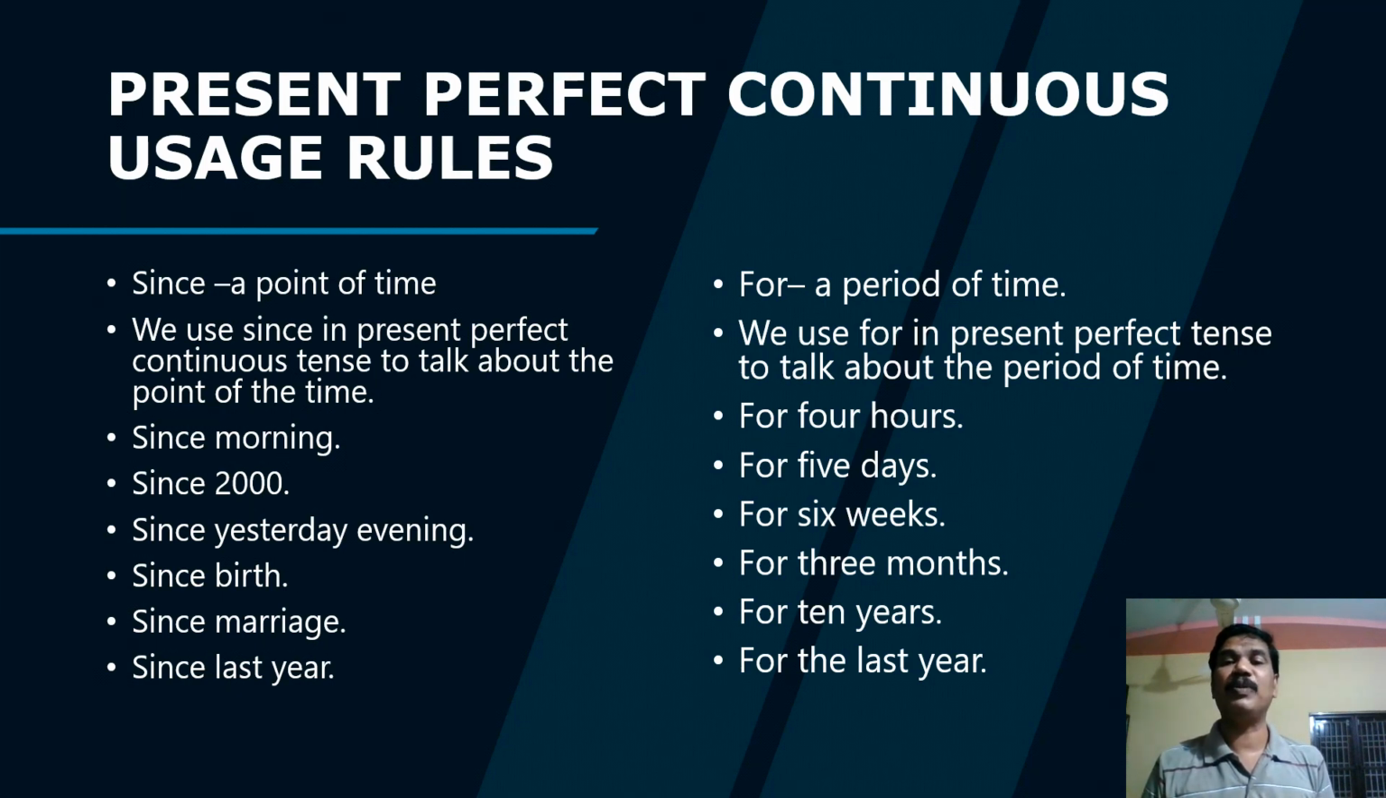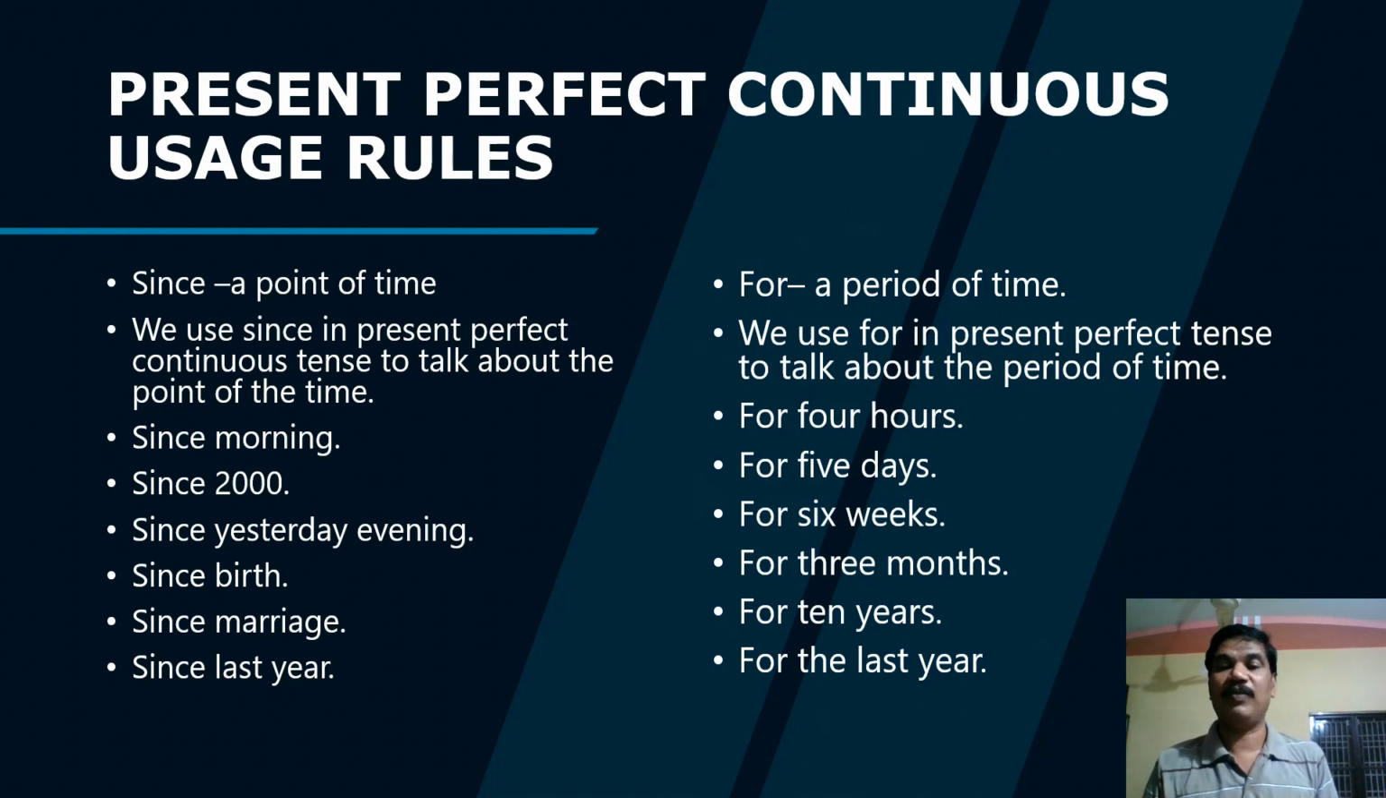We use for in present perfect continuous tense to talk about a period of time. For 4 hours. What 4 hours? We don't know. For 5 days. What 5 days? We don't know. For 6 weeks. What 6 weeks? We don't know. But there is a span of time without particularized days, hours, weeks, months, and years.